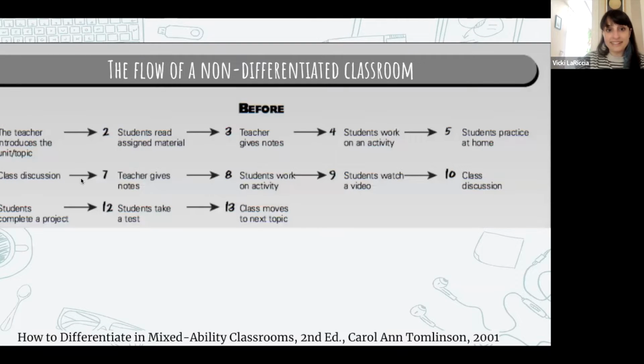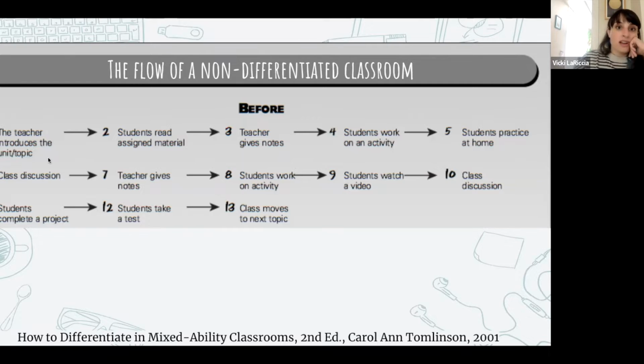So like here, this flow could be over the course of a few days of a unit. It doesn't have to be one day. And it's not a specific subject area. This is meant to apply to most gen ed classes.